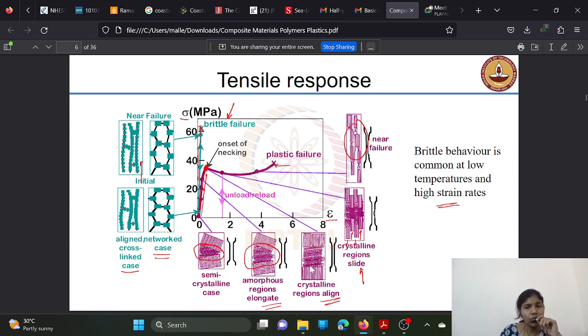and after that, with increased loading, this is the onset of necking, and with increased loading it will reach a point of plastic failure. This is plastic failure, this is not a brittle failure. That means with increased strain it is reaching the failure at some point, not like this brittle failure. This is the near plastic failure, near the failure region. How is it?